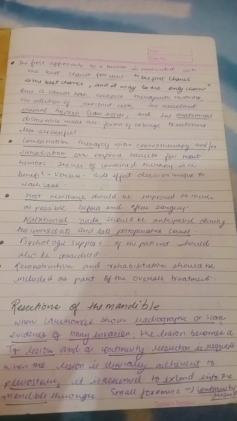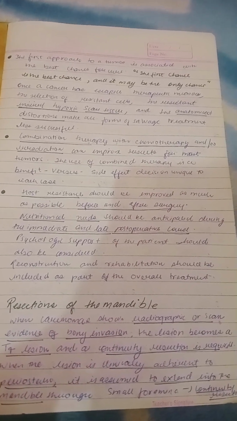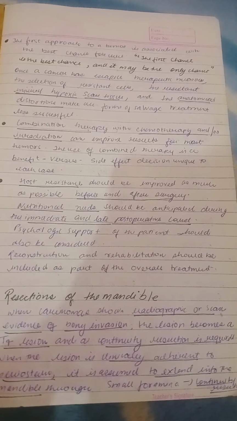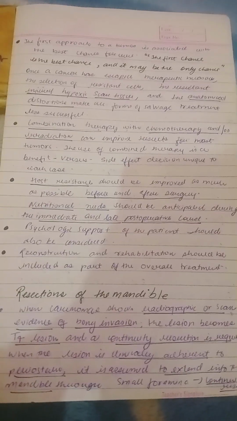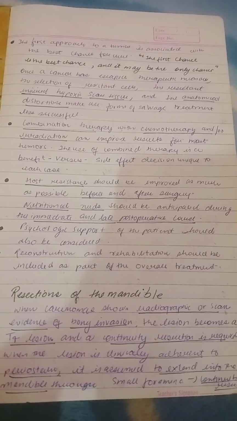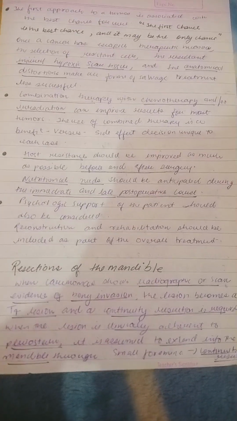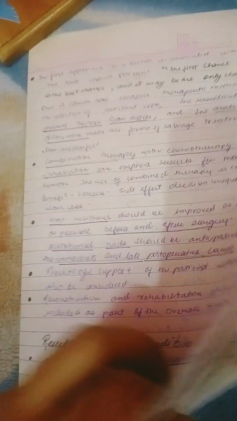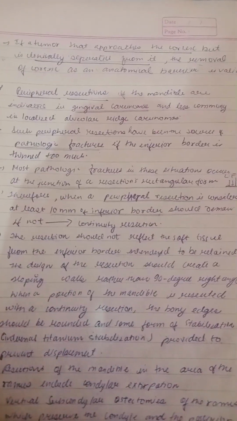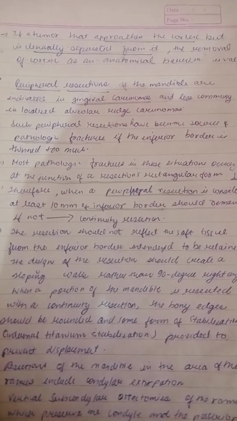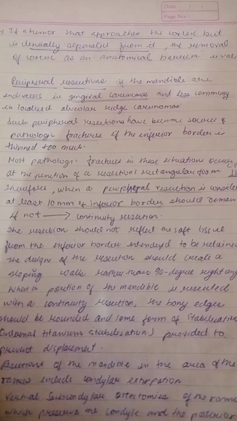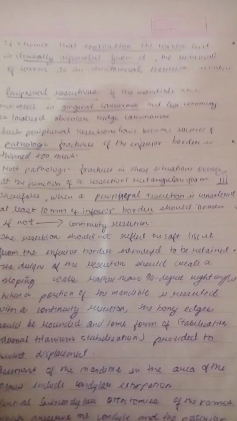When carcinoma shows radiographic or scan evidence of bony invasion, the lesion becomes a T4 lesion and a continuity resection is required. When the lesion is clinically adherent to the periosteum, it is assumed to extend into the mandible through small foramina, which also requires continuity resection. Now, if a tumor approaches the cortex but is clinically separated from it, the removal of cortex as an anatomical barrier is valid.